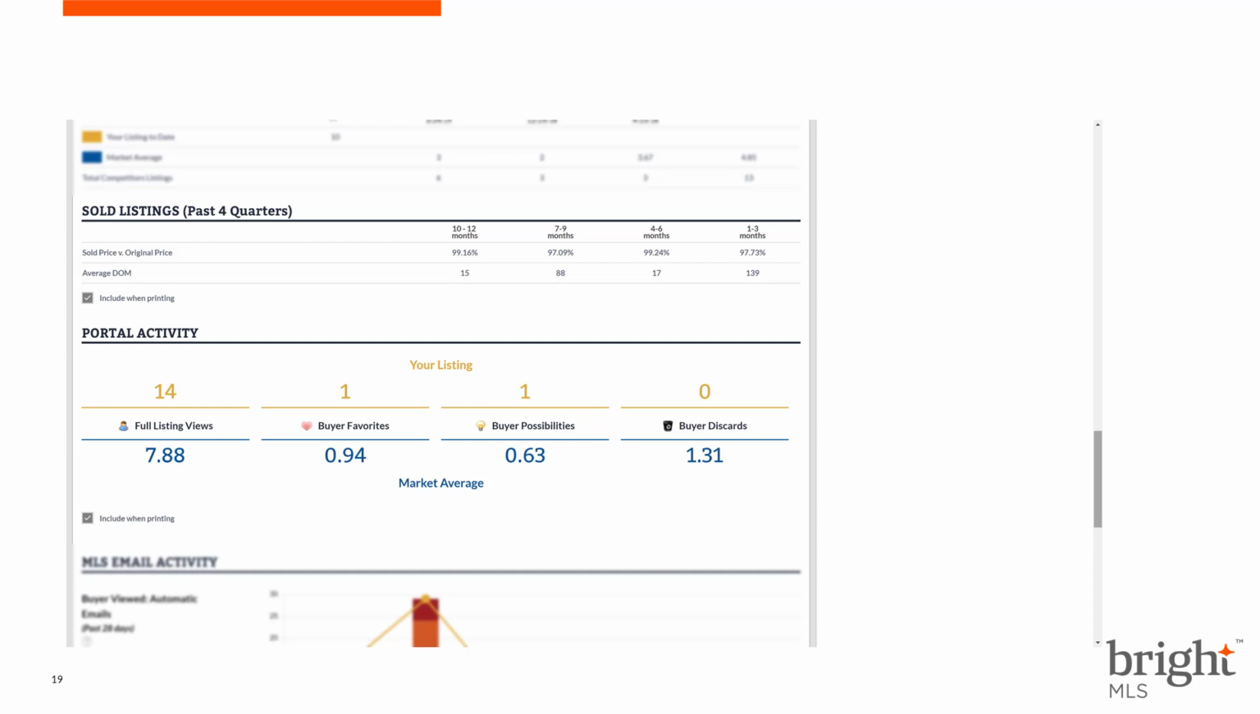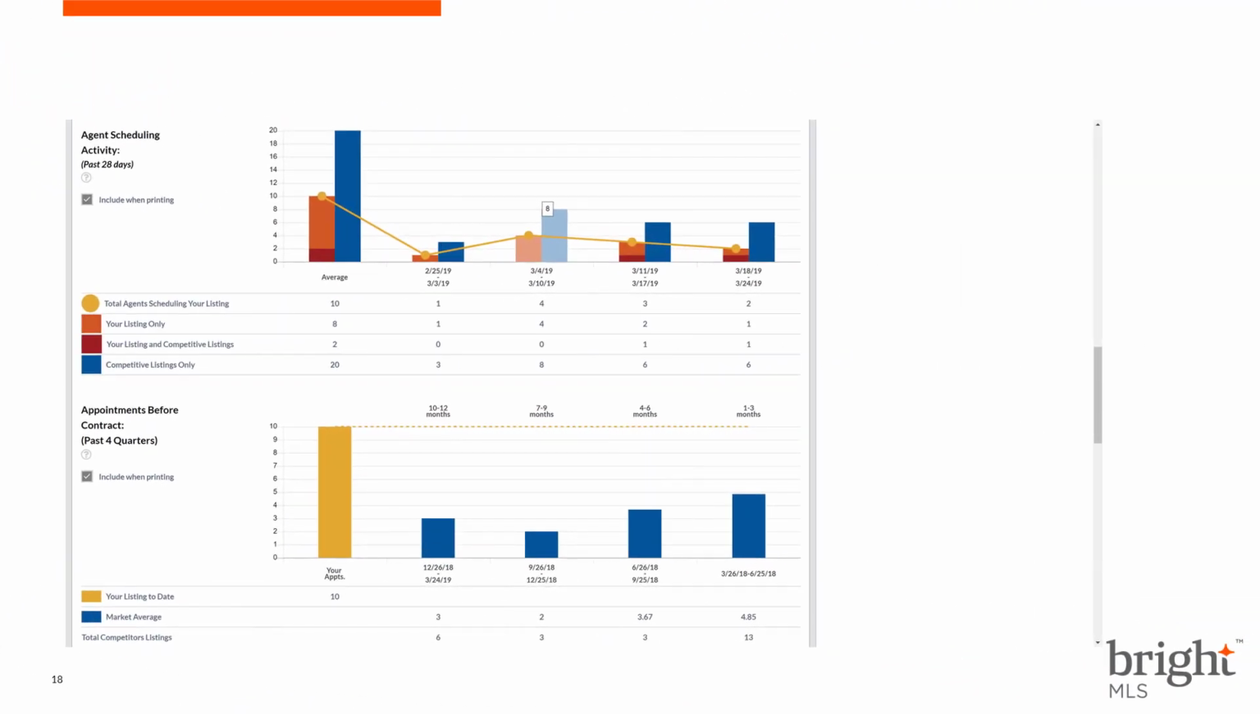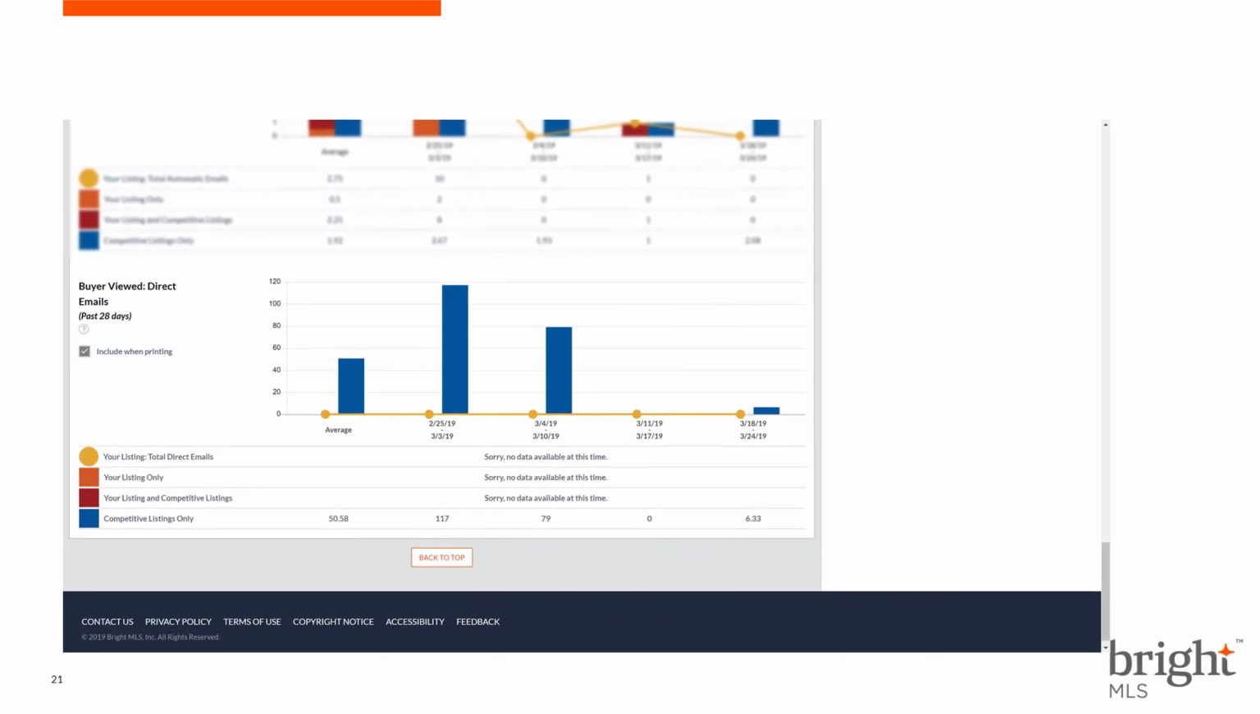It includes portal activity. This allows you to compare the portal activity on your listing with the competitive listings, including full report views, favorites, possibilities, and even discards. You can also view the number of appointments scheduled online through Bright and compare them to the recent activity on competitive properties. This includes the number of appointments to contract. And you can see the number of times your listing was sent from Bright to an interested buyer.